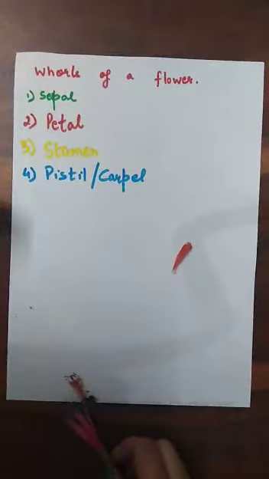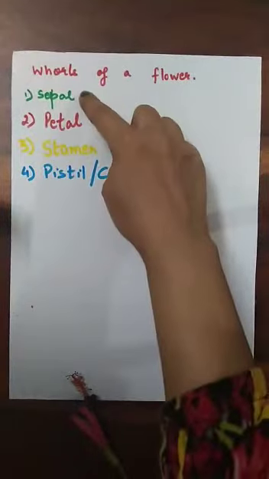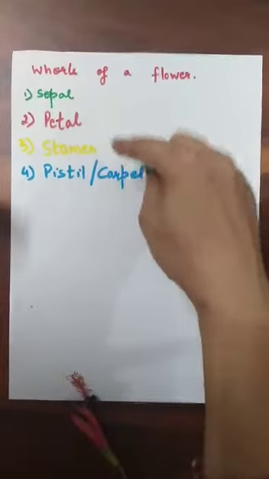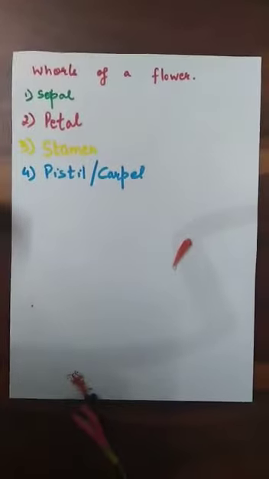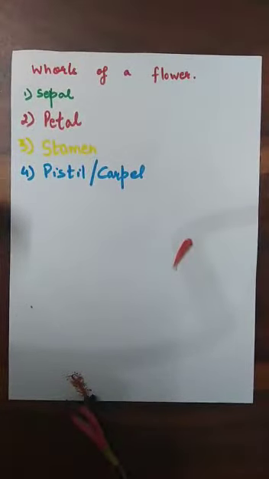So, there are four whorls of a flower. First is sepal, second petal, third stamen, fourth is pistil or carpel. I will be showing you all the four parts one by one in detail, and the rest of the functions and everything I will be discussing during the Zoom class.